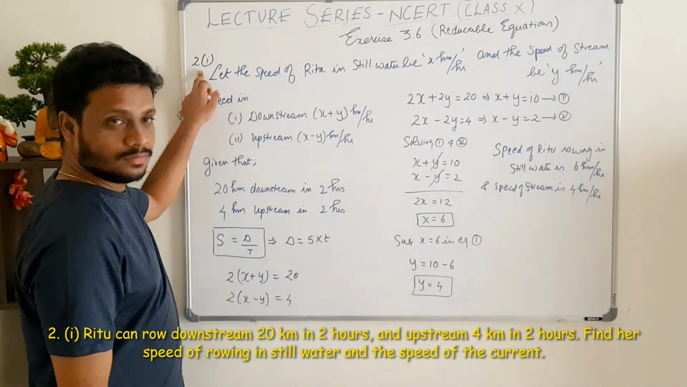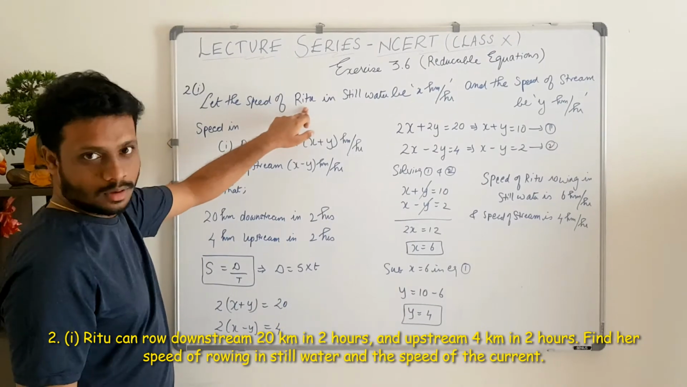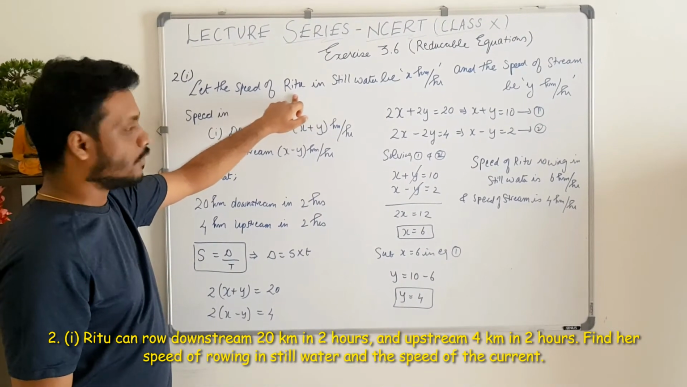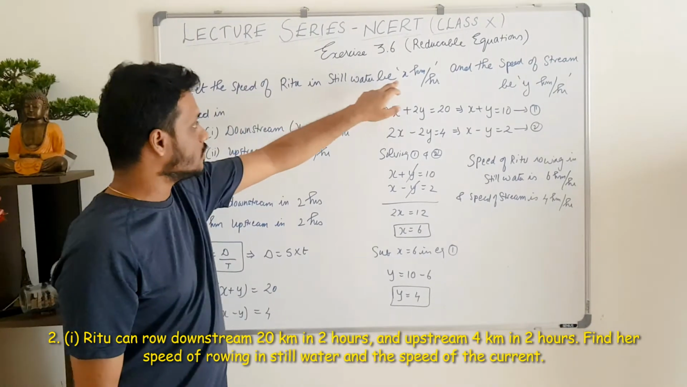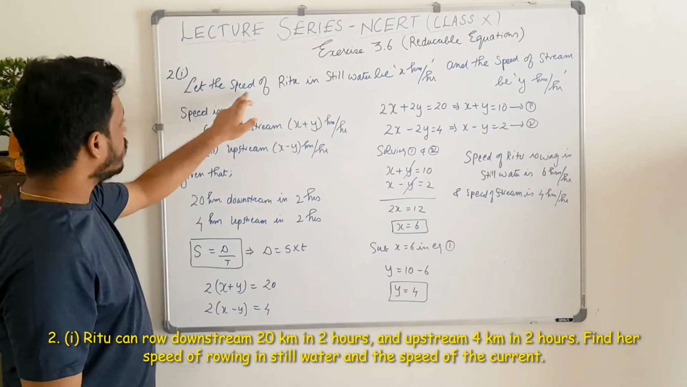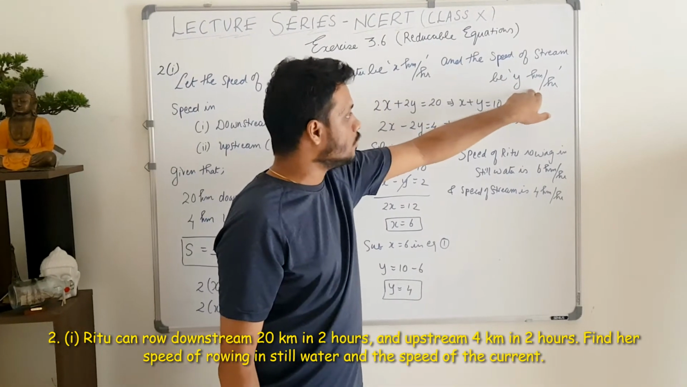The second question, first subdivision. So here they have given that Ritu is rowing in current and in still water. So they are asking to find the speed of her in still water and the speed of the stream. So what we assume here is we take the speed of Ritu in still water to be x kilometers per hour, and the speed of the stream is y kilometers per hour.